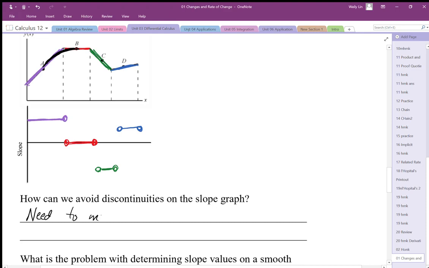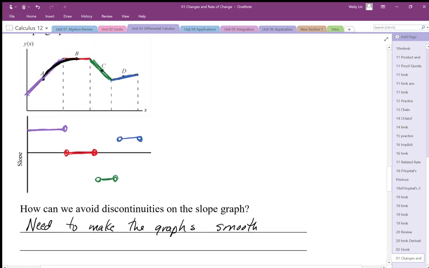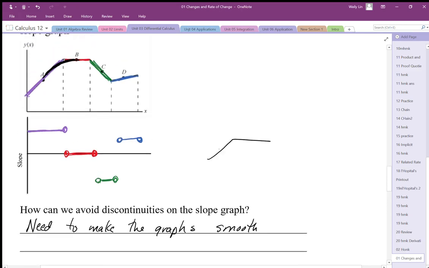So we need to make the graph smooth. And that gives us a continuous transition of slope. The smoothness is an important feature of this. If we just make it kinked, then we have an abrupt change, so we get a jump in our slope graph, which causes discontinuity. However, if we gradually change that and make it smooth, then we can avoid these discontinuities.